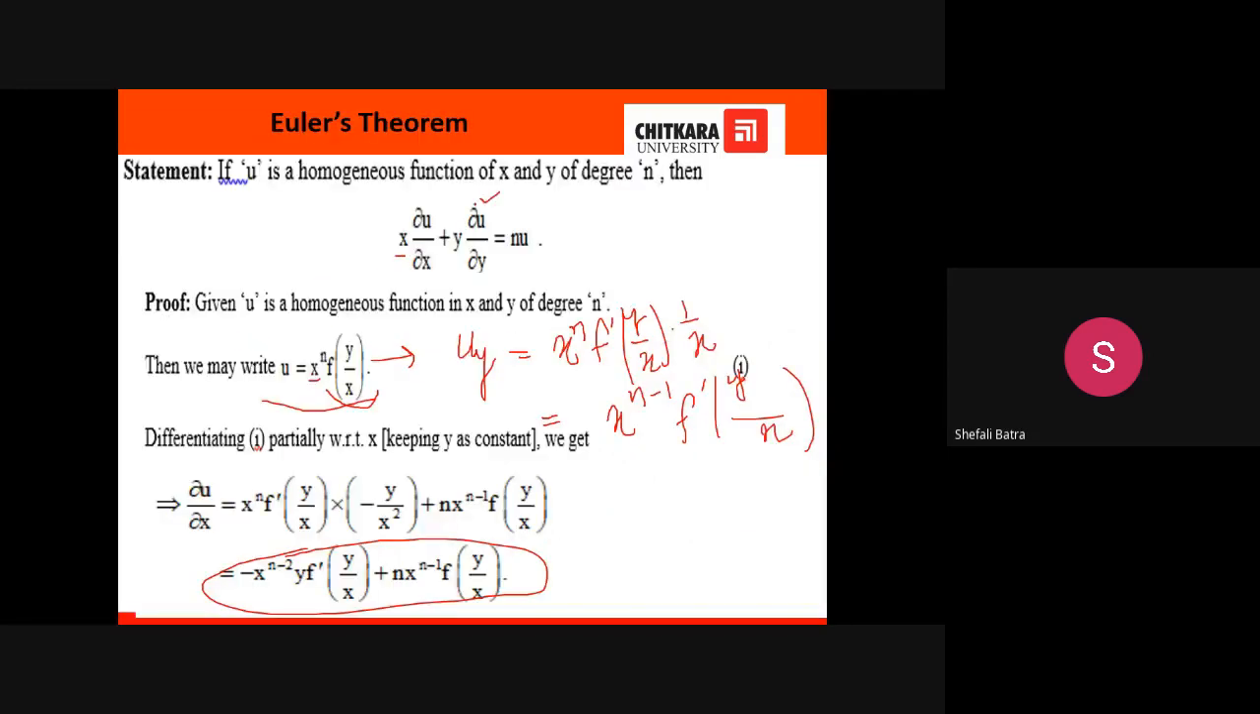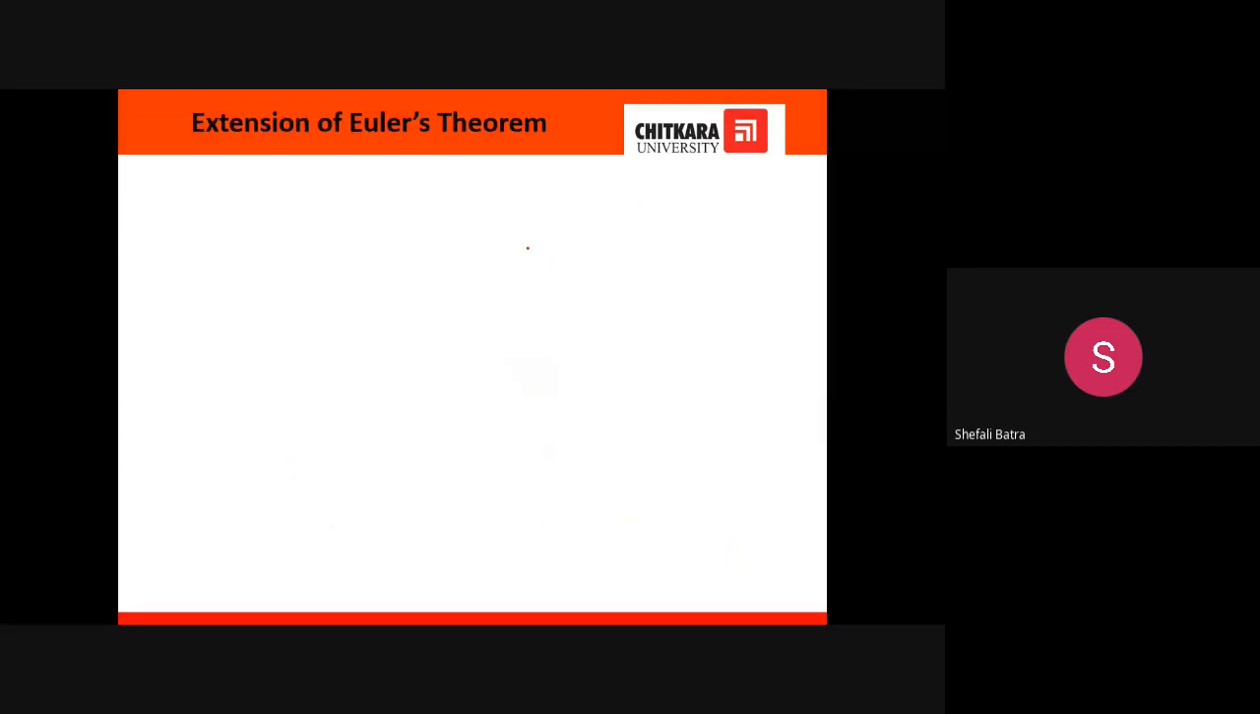If u is a homogeneous function with degree n, then x into ∂u/∂x plus y into ∂u/∂y is equal to nu. You need to remember this. The probable condition is that u is a homogeneous function. Right? Let us have an example.